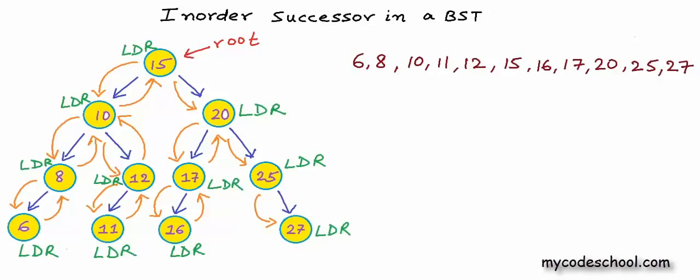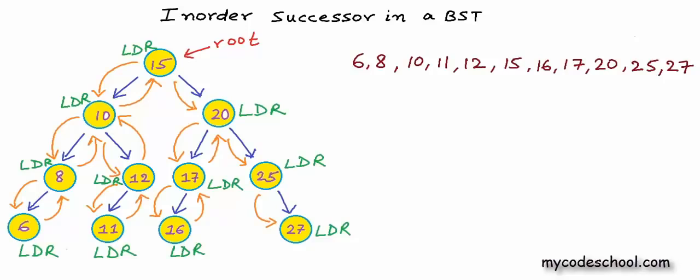So this is Inorder traversal of this binary search tree. Notice that we have printed the integers in sorted order. When we perform Inorder traversal on a binary search tree, then elements are visited in sorted order. Now the problem that we want to solve is, given a value in the tree, we want to find its Inorder successor. In a binary search tree, it would be the next higher value in the tree.